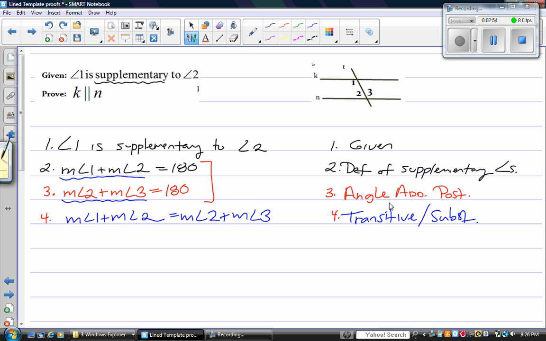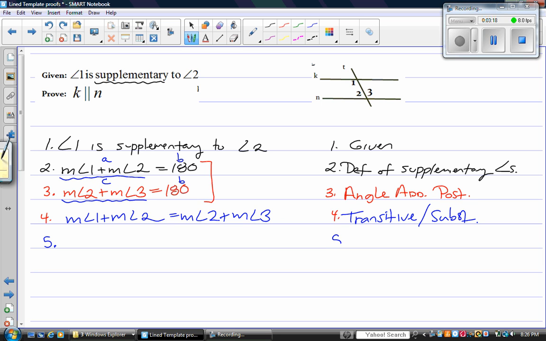It'd be transitive because if this statement here were a generic statement A, this would be a generic statement B. Likewise, this is the same, that'd be B, and this would be a new statement C. The transitive property says if A is equal to B, and B is equal to C, then A is equal to C. So that's why we can set these two things equal to one another.